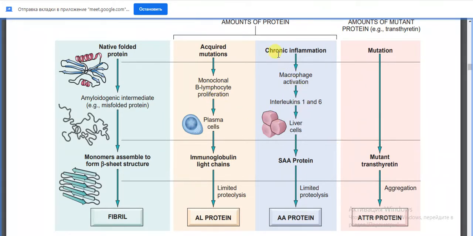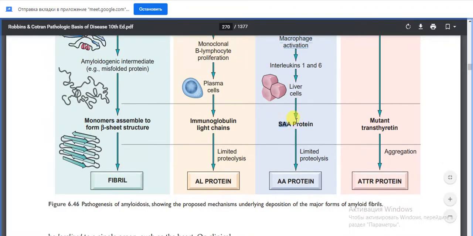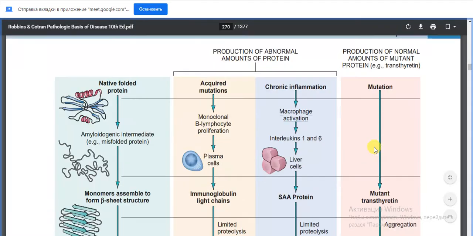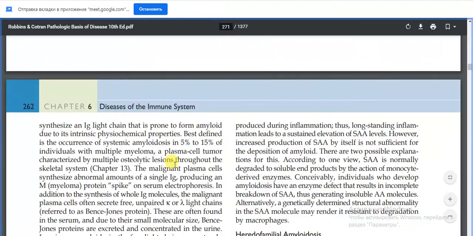We also have chronic inflammation. In chronic inflammation, macrophage activation causes the release of interleukin 1 and 6, and liver cells produce SAA protein. It can also be deposited in the same way as in immunoglobulin light chain disease, giving AA protein. It might also be just due to a mutation inside protein synthesis, producing a mutant transthyretin and a specific ATTR protein. So all of them cause the same idea.